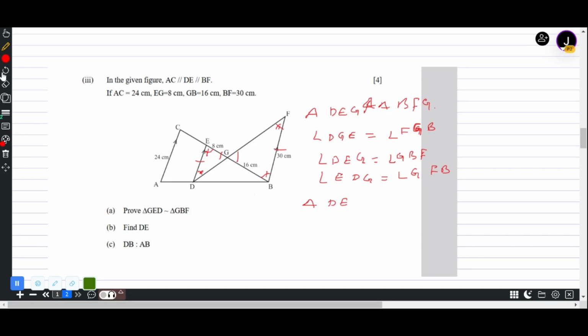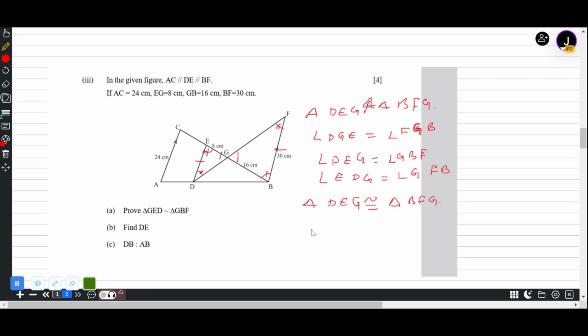I have used the wrong sign, that is for congruency. In similarity, there will be only one inverted S type sign, not the equal to type sign. So, okay, I'll correct it in the next system.